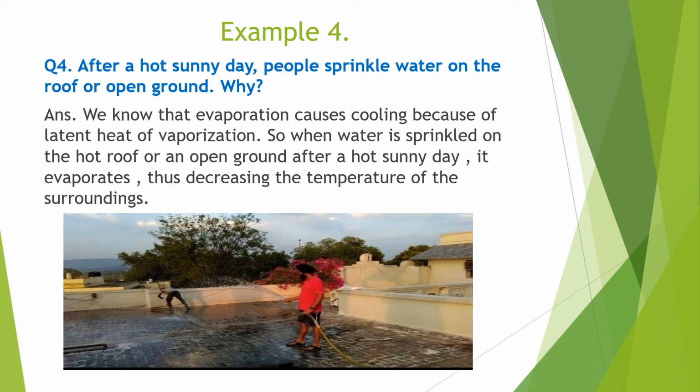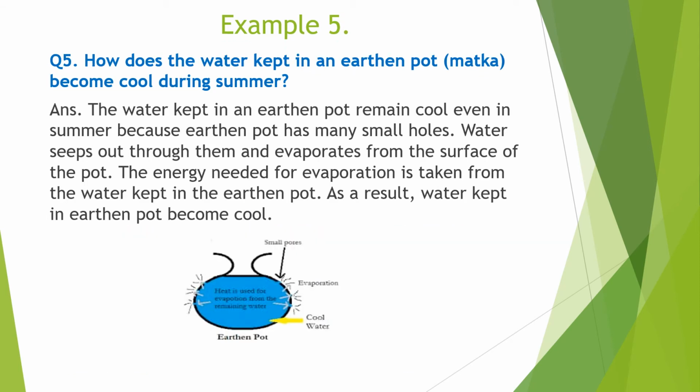Let us discuss one more application of it. The next one is, how does the water kept in an earthen pot, also known as matka, become cool during summer? The water kept in an earthen pot remains cool even in summer because the earthen pot has many small holes in it. Water seeps out through those tiny holes and evaporates from the surface of the pot.